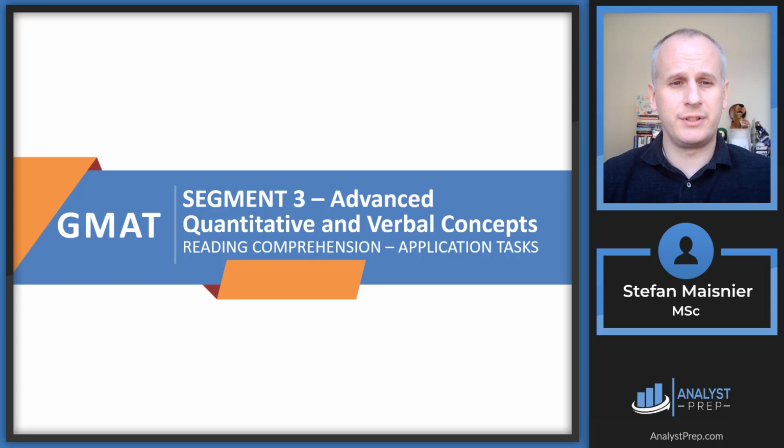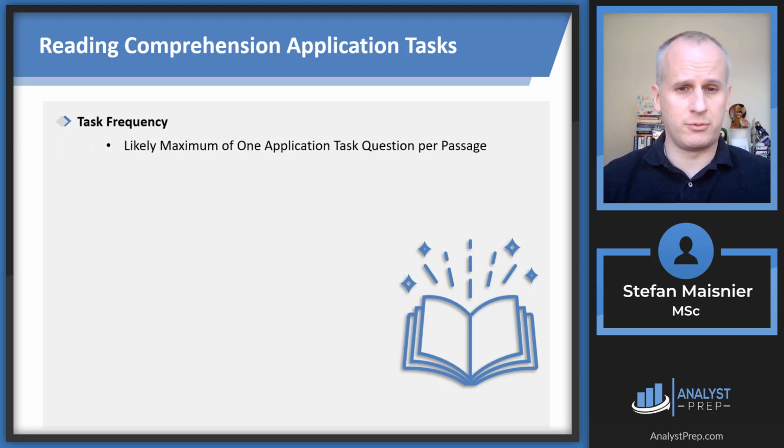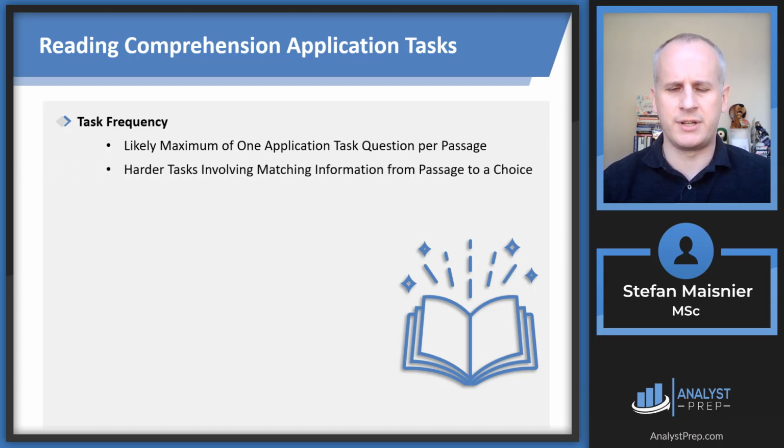In this lesson, we're going to talk about one of the more advanced reading comprehension question types, where you're asked to apply information from the passage to a task. These application tasks are not that frequent. You're likely to encounter a maximum of one application task per passage, just because they are generally of a harder difficulty and they take some time. So the exam doesn't load up on this type of question in reading comprehension.